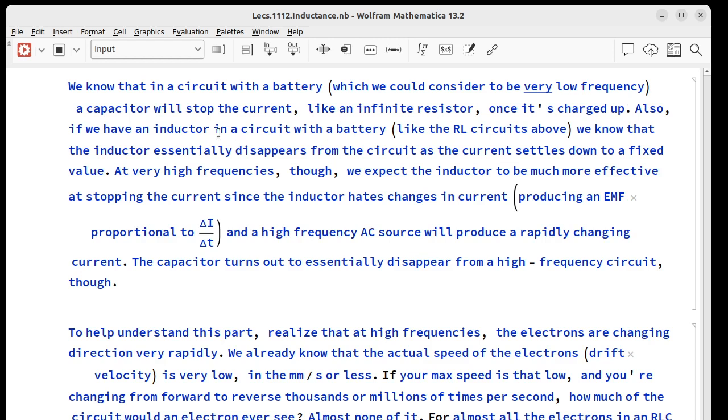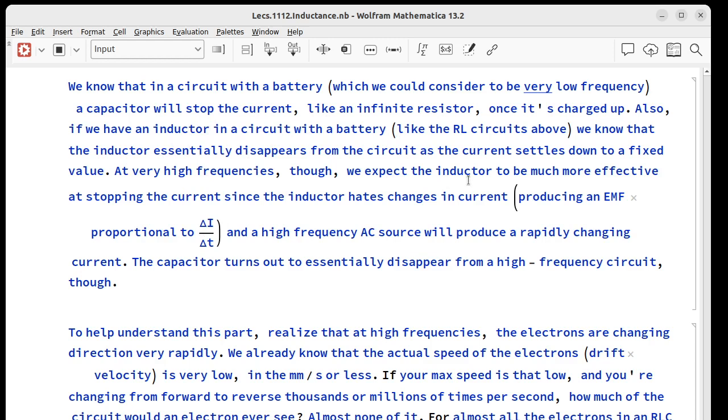On the other hand, if we have an inductor in the circuit with the battery, like in the RL circuits we just saw, we know that the inductor essentially disappears from the circuit after the current settles down and stops changing. So the capacitor acts like a broken circuit, and the inductor acts like a short circuit, just a wire.